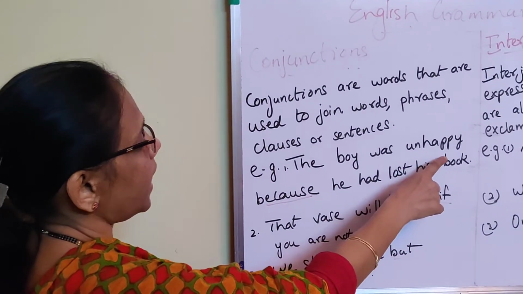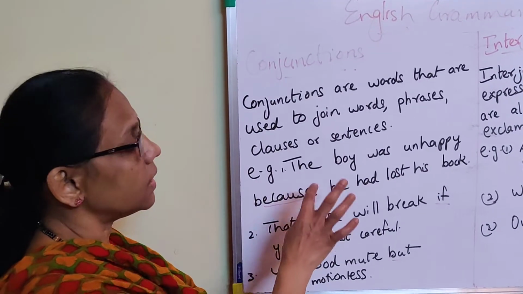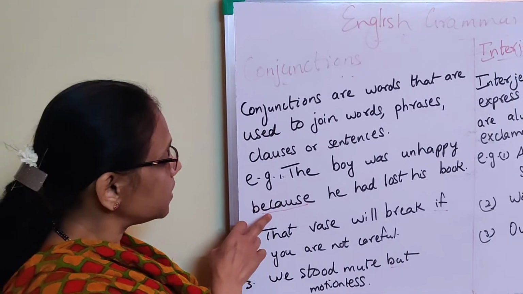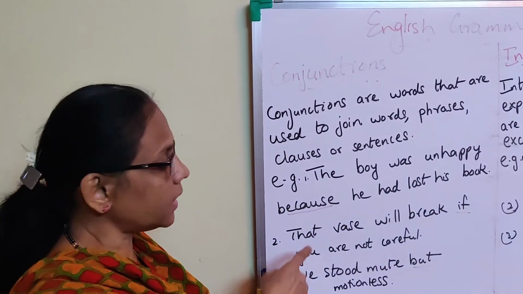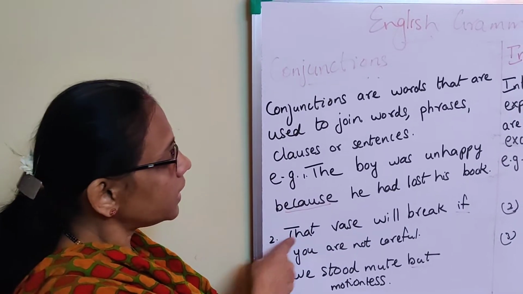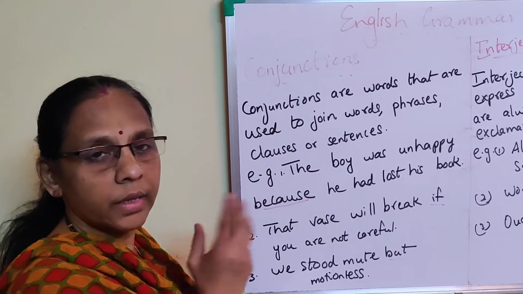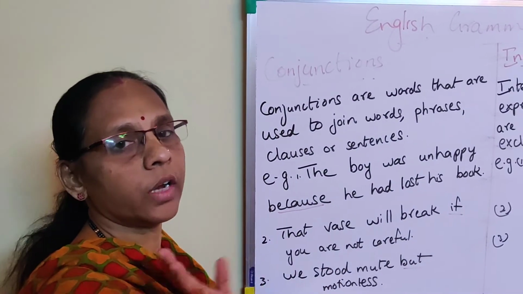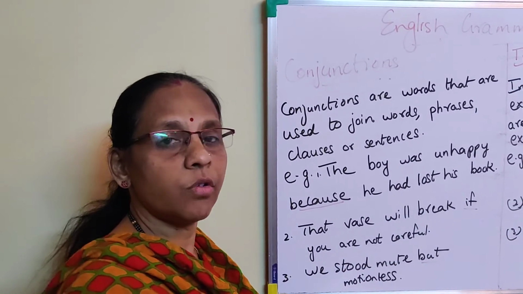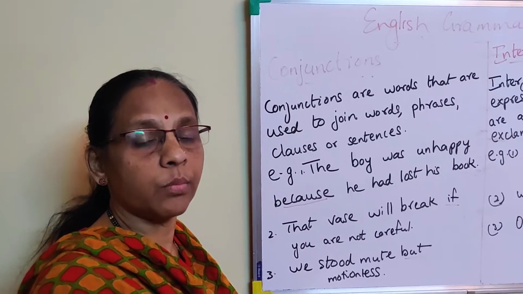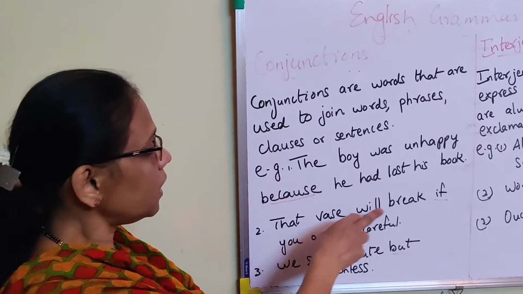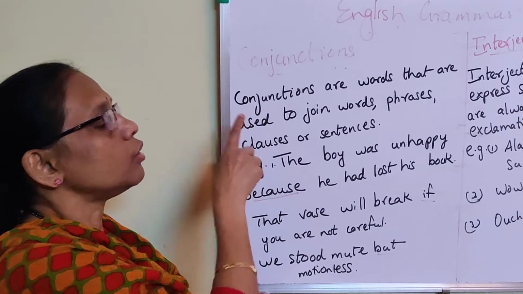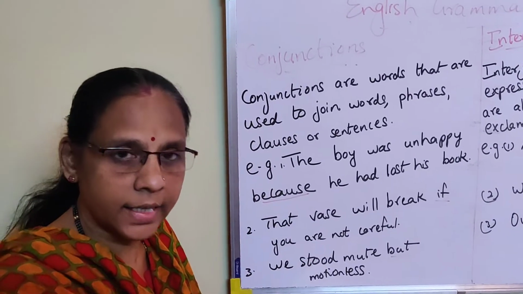For example, the boy was unhappy because he had lost his book. See this sentence: the boy was unhappy. Joined by the conjunction, because he had lost his book. If this was added, it has made complete meaning, and this addition is known as a conjunction. Got it? Now, that vase will break if you are not careful. There's a flower pot on the table. It will break if you are not careful, it will fall down and break. Understood? We stood mute but motionless. We all stood quietly and silently without any movement, motionless, but. So understood, but, because, if, all these are the words that are joining, and these are known as conjunctions. So what is conjunction? Conjunctions are words that are used to join words, phrases, clauses, sentences.